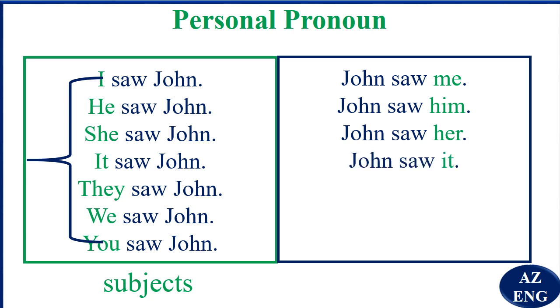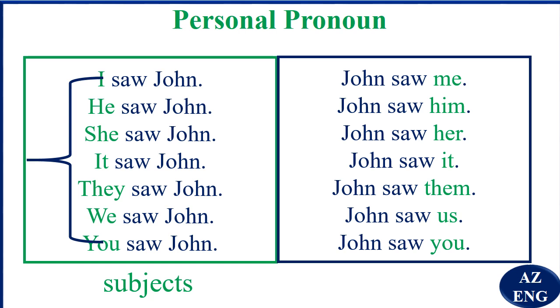John saw it. So you see, there is no difference between it saw John and John saw it. It depends on you understanding when a person uses the it. So is it a subject here or the object? John saw them. Them here is the object. John saw us. Us is the object. Then John saw you. You too here. There is no difference, just like it.